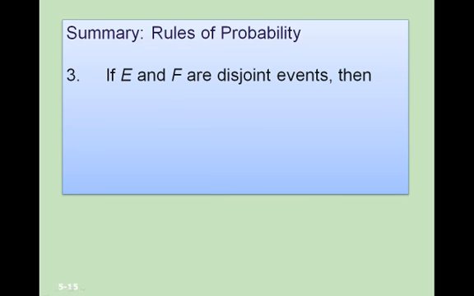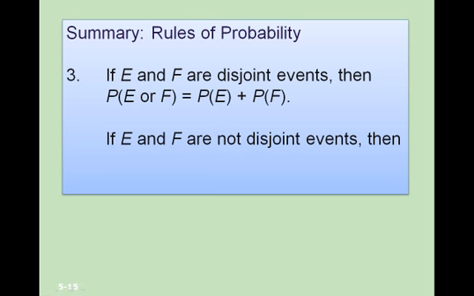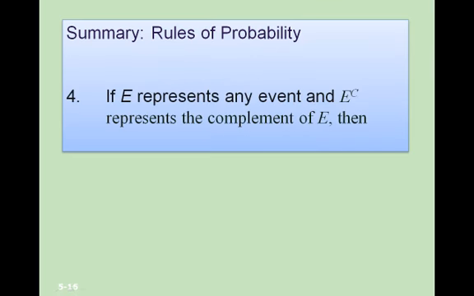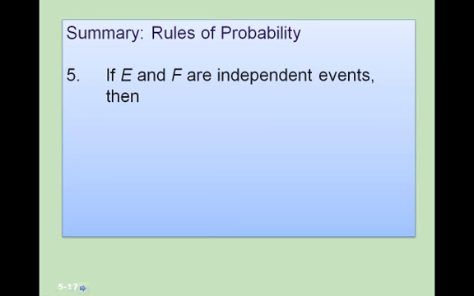3. If E and F are disjoint events, then the probability of E or F occurring is equal to the probability of E plus the probability of F. If E and F are not disjoint events, then the probability of E or F is equal to the probability of E plus the probability of F minus the overlap, the probability of E and F. And 4, if E represents any event and E raised to the C represents the complement of E, then the probability of E complement is 1 minus the probability of E. 5, if E and F are independent events, then the probability of E and F is the probability of E multiplied by the probability of F.